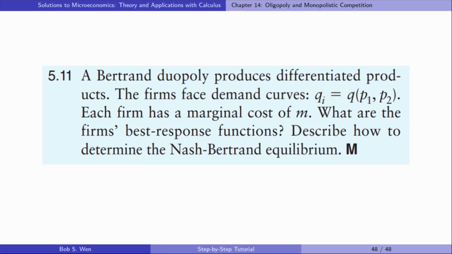Let's answer exercise 5.11. A Bertrand duopoly produces differentiated products. The firms face demand curves Qi equals Q(P1, P2). Each firm has a marginal cost of m. What are the firms' best response functions? Describe how to determine the Nash-Bertrand equilibrium.